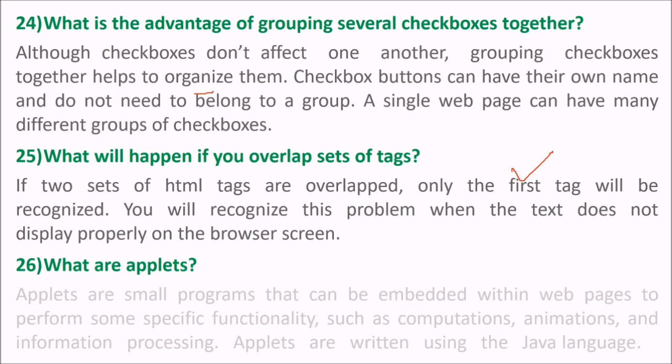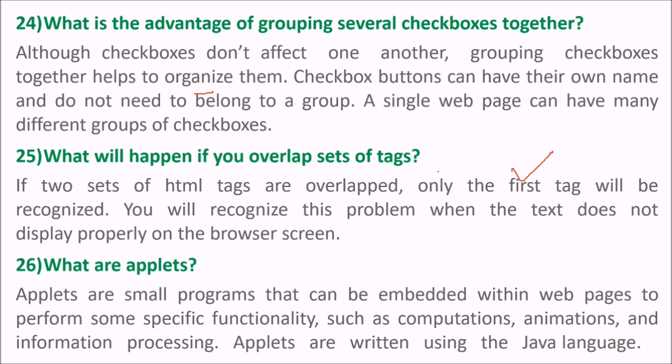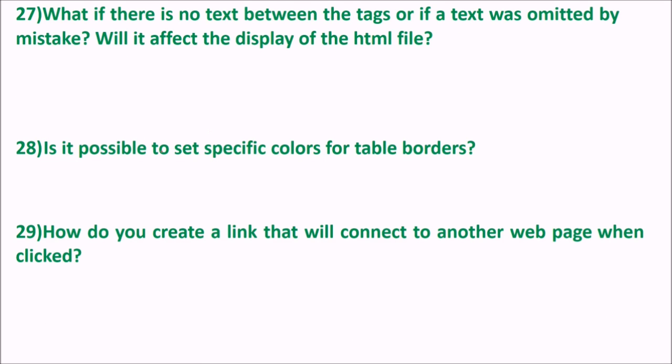What are applets? You see the application, you know about the application. The small applications are nothing but applets. Like you have pig and you have piglets, so apple, applets. Applets are small programs that can be embedded in your web pages to perform some specific functionality like computations, animations, information processing. And applets are written using the Java language.